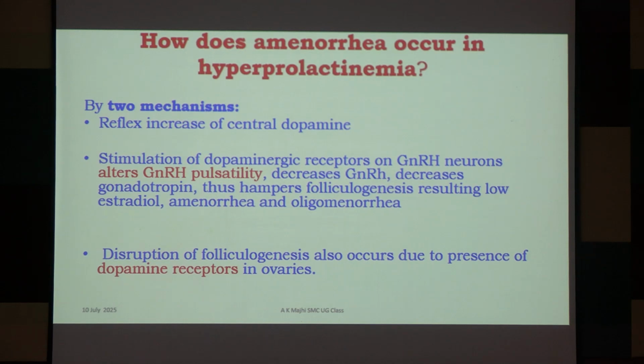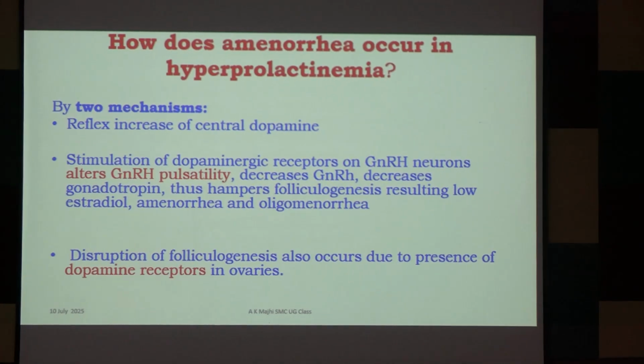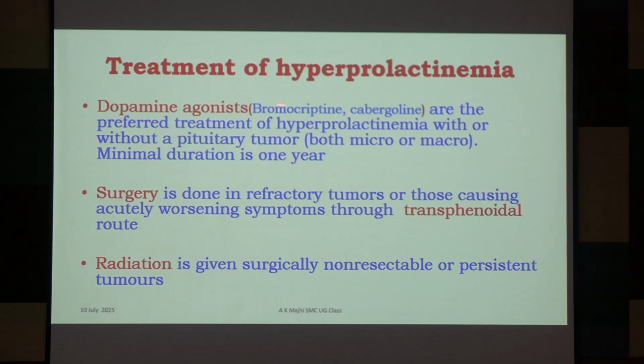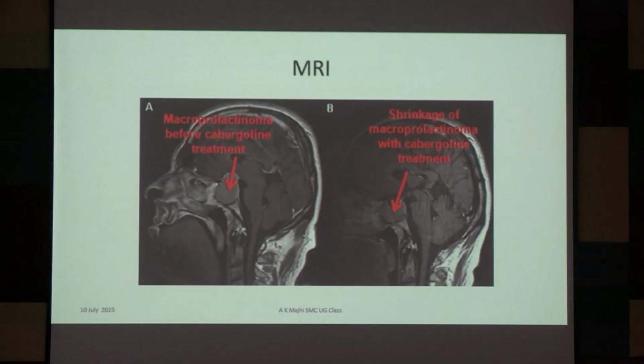How does amenorrhea occur? You will read from the book. Hyperprolactinemia causes amenorrhea. I am not going into detail. Treatment is dopamine agonist, bromocriptine and cabergoline. Surgery is done in refractory tumor and large tumor, with the transsphenoidal approach. You defer to the neurosurgery. And radiation is given sometimes.